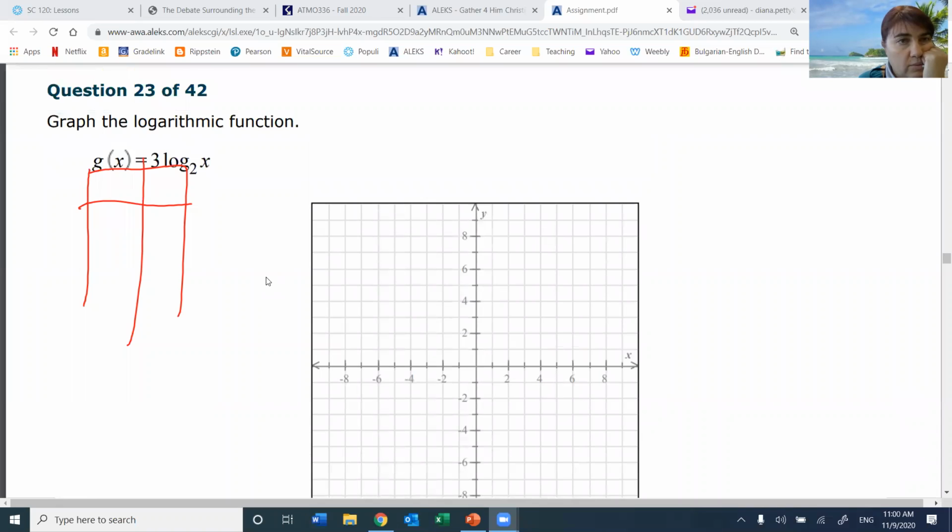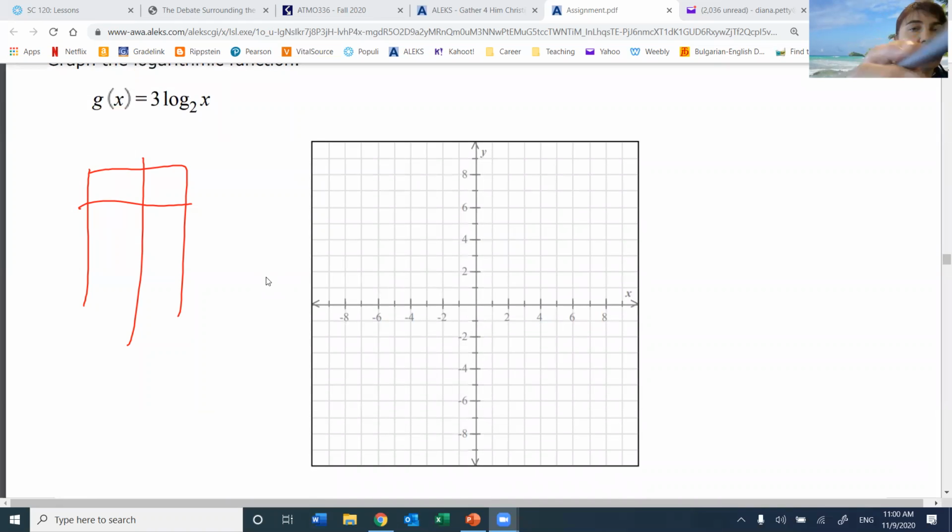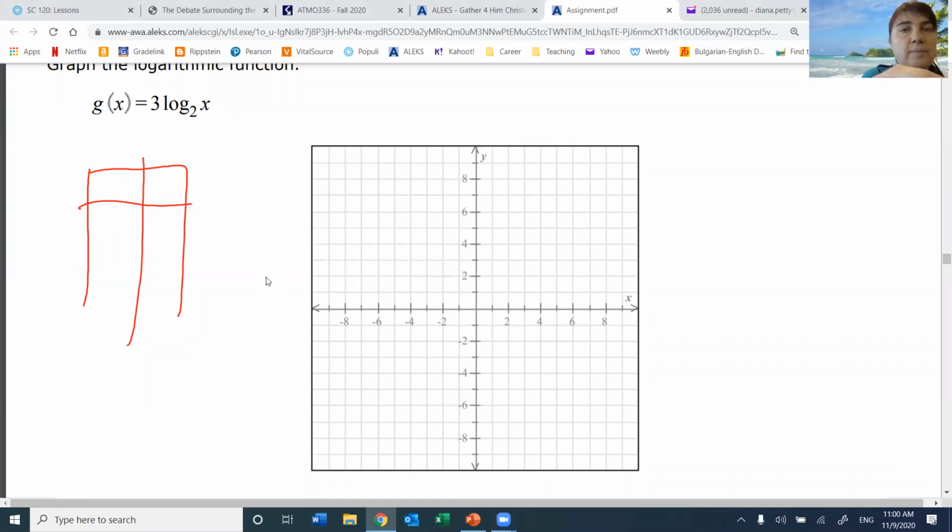Does it say the asymptote? No. But we can figure out what the asymptote is. Okay, let's do 5 points, x and y. So let's do -2, -1, 0, 1, and 2. Why not? Okay.